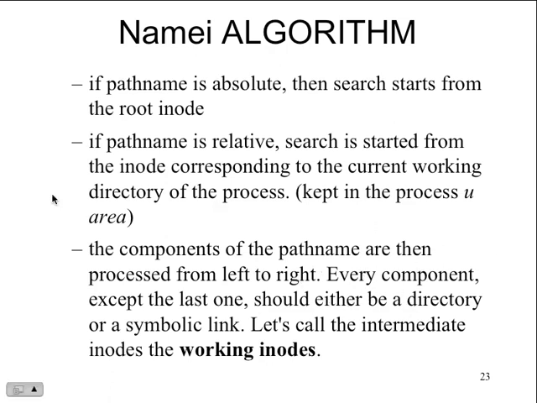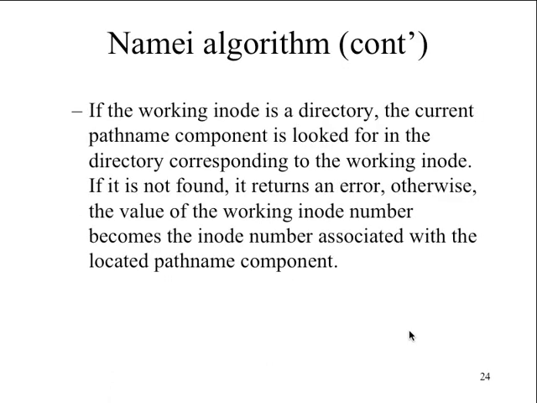So the components of the path name are resolved. We have inodes, we call them working inodes, when they're out there. And we have decided we're going to traverse the directory structure, go to this area, then we navigate to a certain area in the inodes by the algorithm, and then we have the working set of inodes that we're manipulating somehow, either reading or writing, or doing something with it. So if the working inode is a directory, the current path name component is looked for in the directory corresponding to the working inode. If it's not found, we get an error, a directory structure error. Otherwise, we return the inode number.